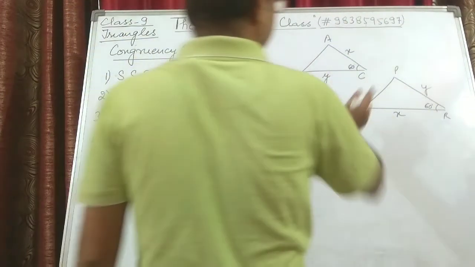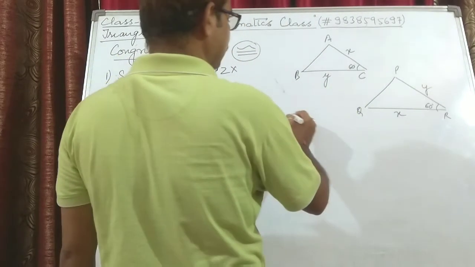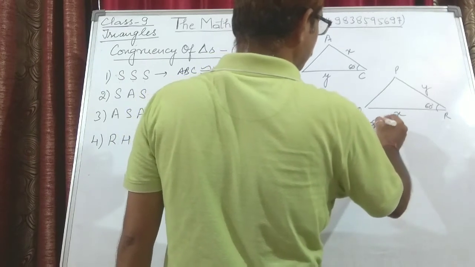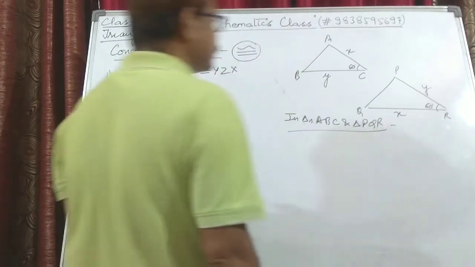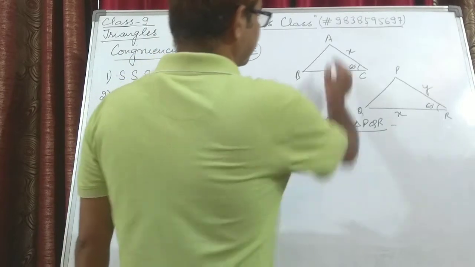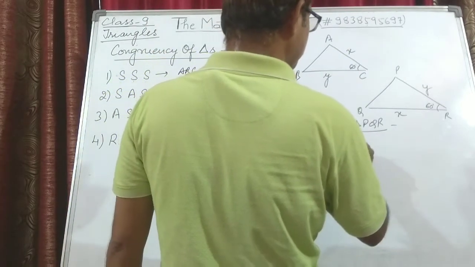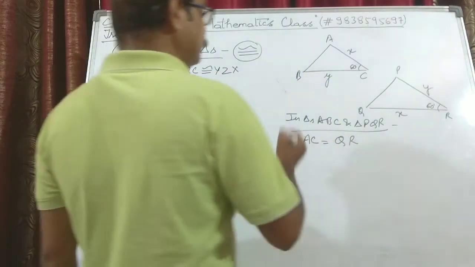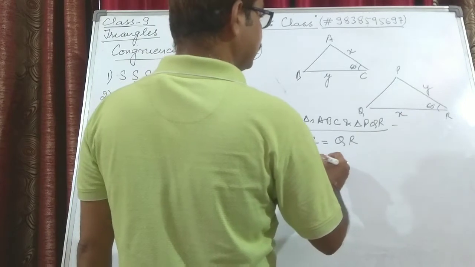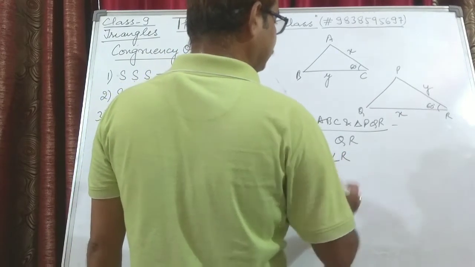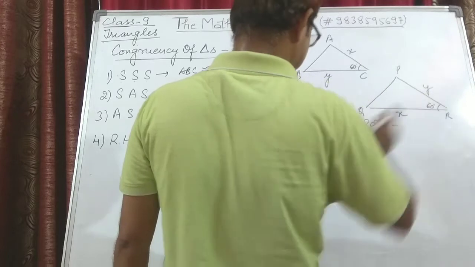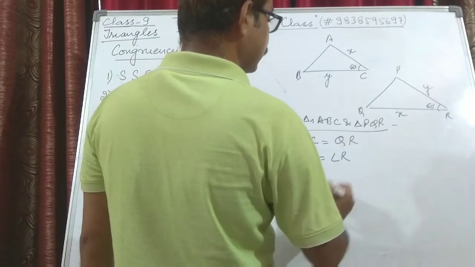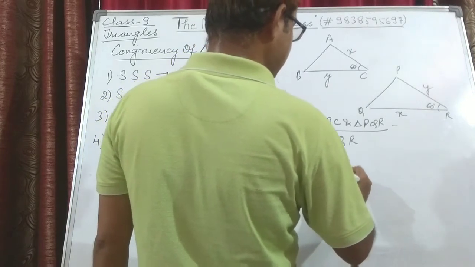So if you want to compare these two triangles, you have to write triangle ABC and triangle PQR. What do we find in these triangles? We see that AC is equal to QR, since both these sides are equal, X and X. Then we can say angle C is equal to angle R. You can see both the angles are 60 degrees. Then we can say BC is equal to PR.